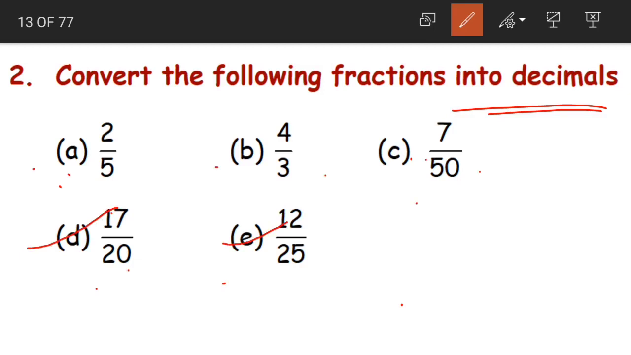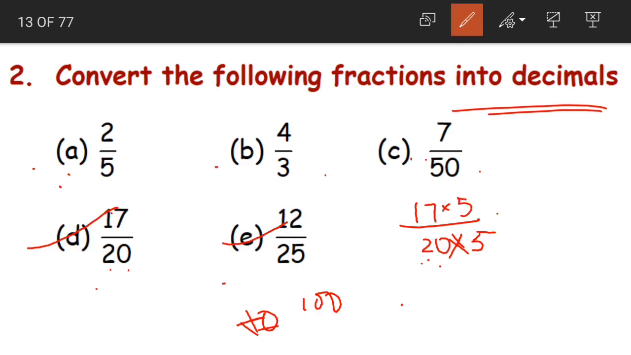Okay. 17 by 20. How will we convert it, children? Here the denominator is not 10, 100 or 1000. So we need to convert it into 10, 100 or 1000. First, we are having 20. Can we multiply 20 with something to get 10? No, it's not possible at all. We cannot multiply 20 with anything to get 10. So let us see for 100. 20 into 5 is equal to 100. Yes, 20 into 5 is equal to 100. So even the numerator will be multiplied by 5.